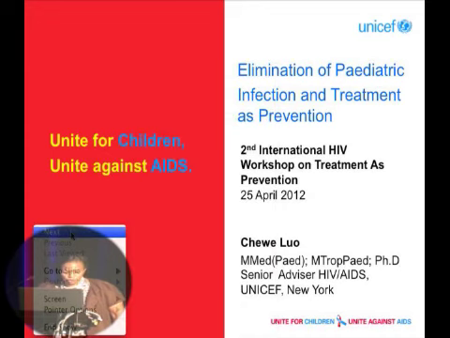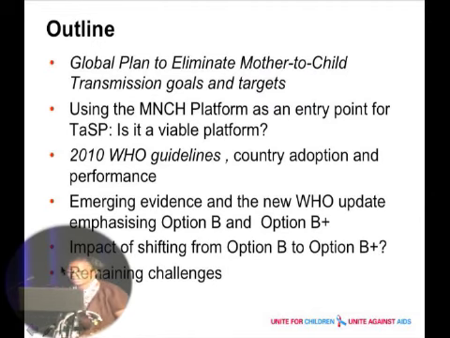So, as an outline, I just want to talk about the global plan to eliminate mother-to-child transmission, the goals and targets within that plan and why they've been set the way they've been set. I also want to illustrate how the MNCH platform can be an entry point for treatment as prevention, and try and make the argument whether it's a viable platform, and then look at the WHO guidelines 2010, and then moving on to the update that's just been released on option B and B+, and to look at how the shifting from this can actually help us and some of the remaining challenges.